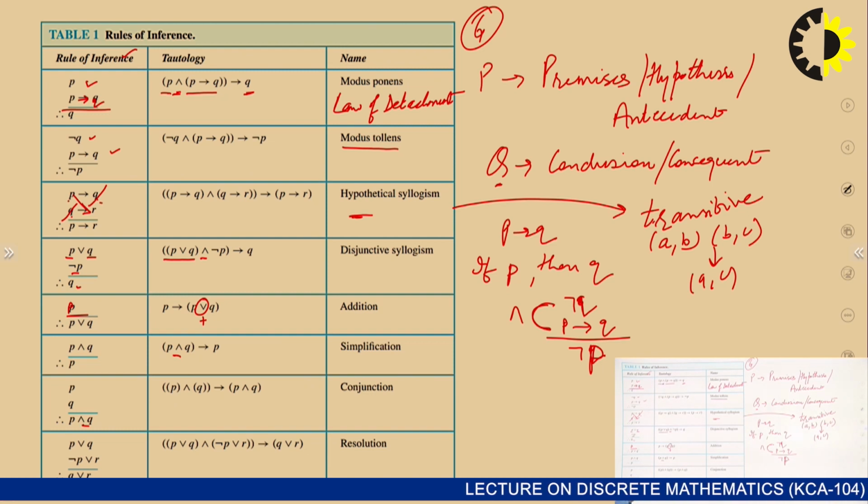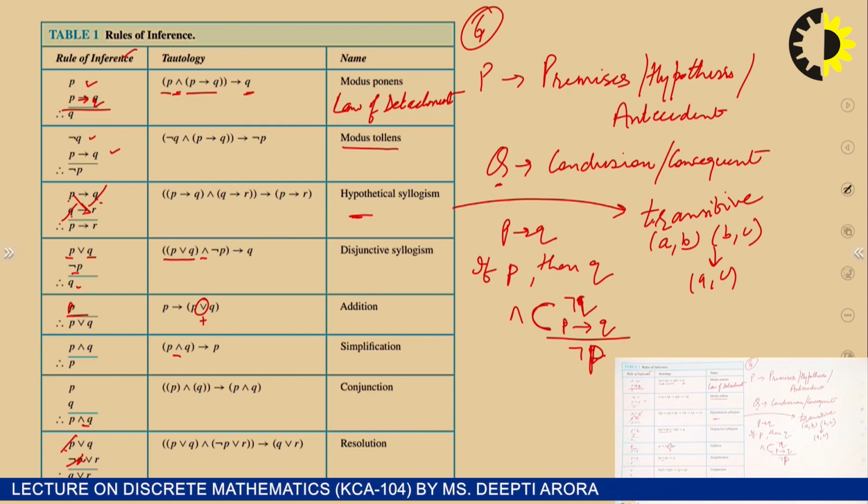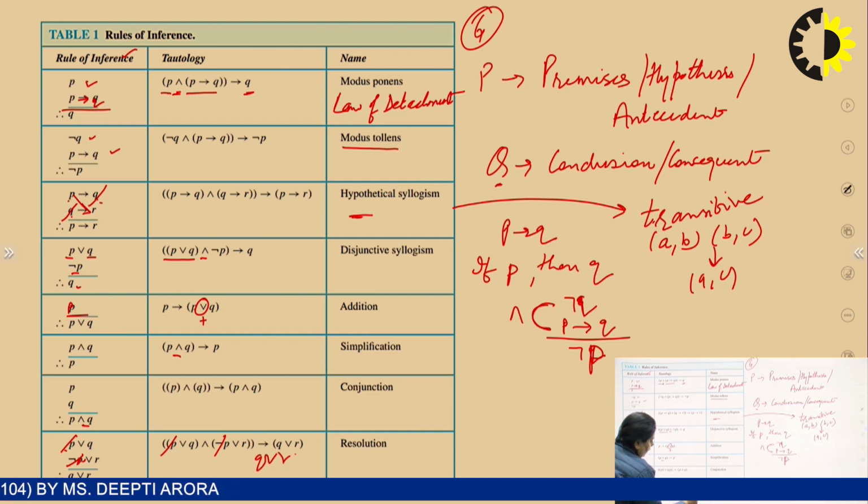Conjunction, P and Q, and disjunction or resolution. What does resolution say? If we are having P or Q and negation of P or R, then P will be cancelled out. We are having the AND of P and not P, then P will be cancelled out. We are having remaining, that is, Q or R.